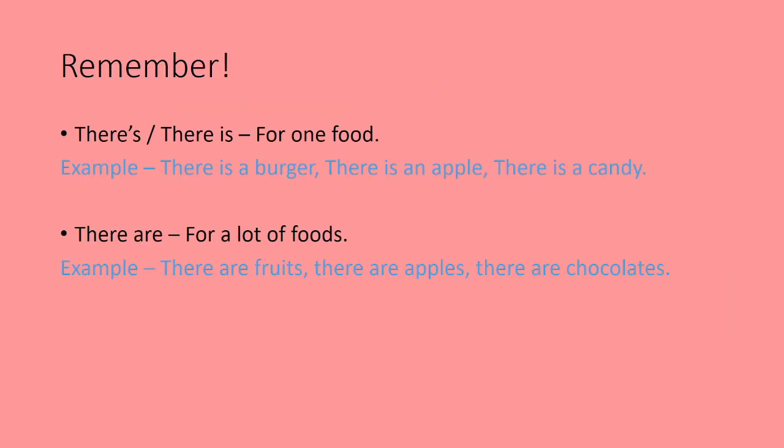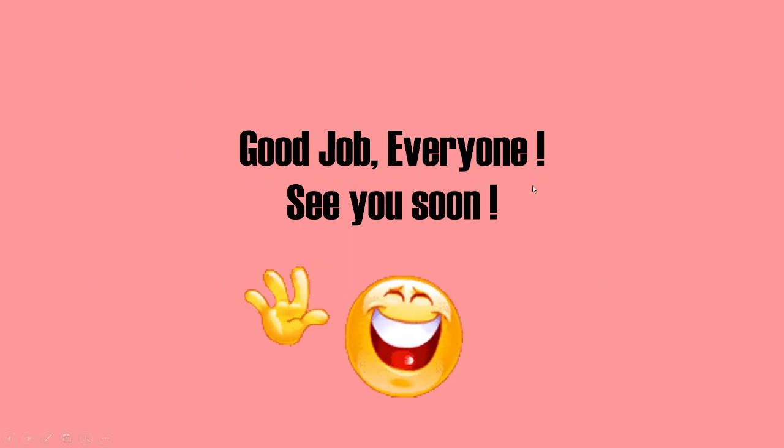So, amazing job, guys. Remember, there is is for one food or one item. For example, there is a burger, there is an apple, there is a candy. For a singular item, there is. There are is for more than one food. For example, there are fruits, there are apples, there are chocolates. You see, the S means it's plural. So keep that in mind. Good job, everyone. See you soon.